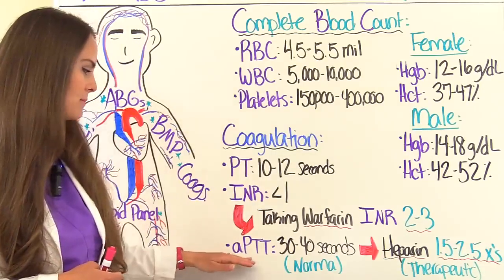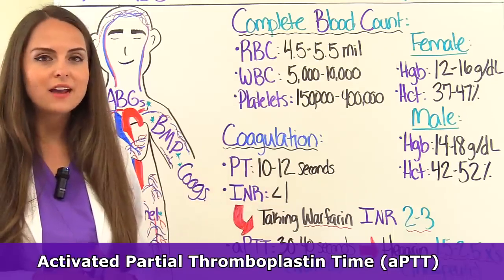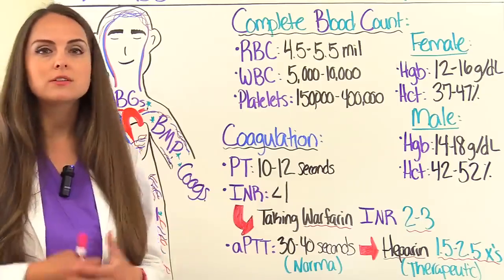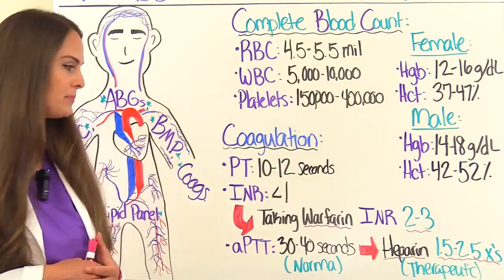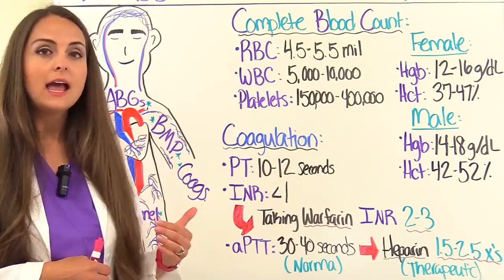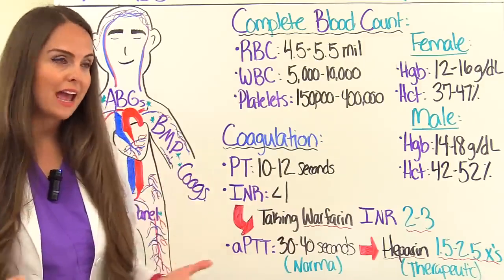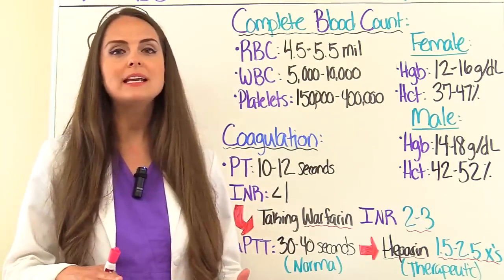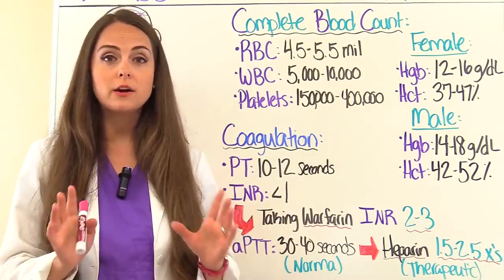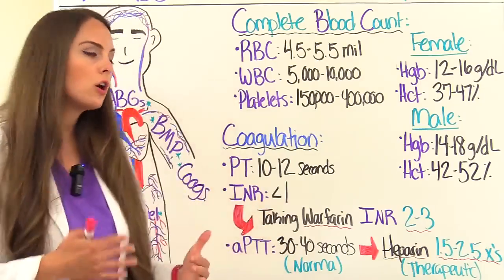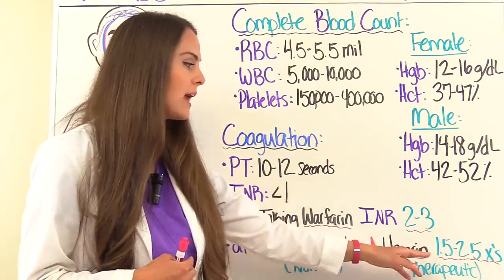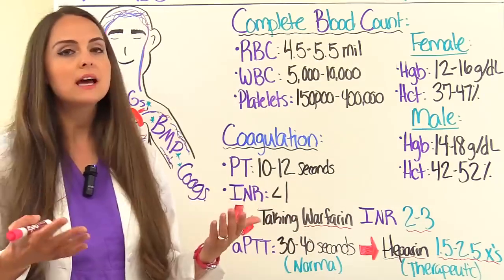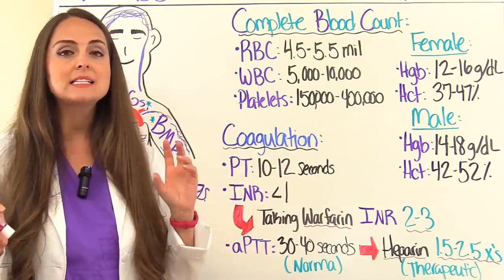Now let's look at this APTT. This stands for Activated Partial Thromboplastin Time. And this is used for patients who are taking heparin. A normal APTT in a patient who's not taking heparin is 30 to 40 seconds. Now, if they're taking heparin, we need them to be within this certain range so they're therapeutic and this drug is working. So we would want it to be 1.5 to 2.5 times this normal range, which ends up being about 60 to 80 seconds.